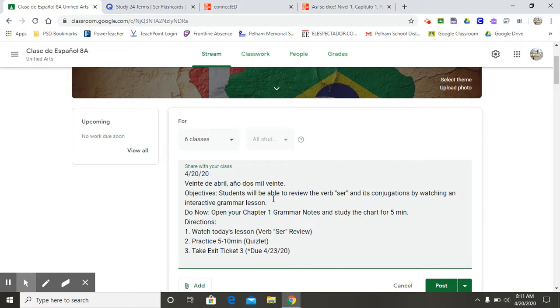So, I'm going to be reviewing that verb that we talked about, ser, and by conjugations, I mean making sure that the verb, the correct form of the verb, goes with the correct subject pronoun. That's what conjugating a verb is.